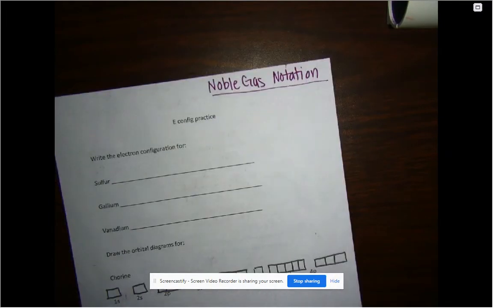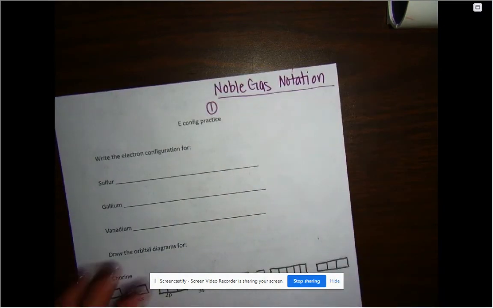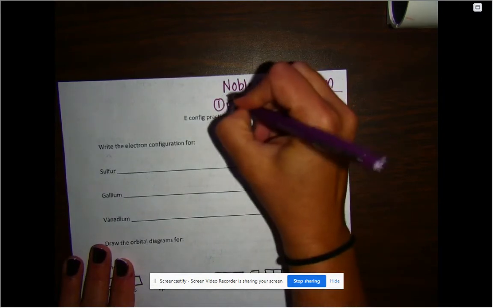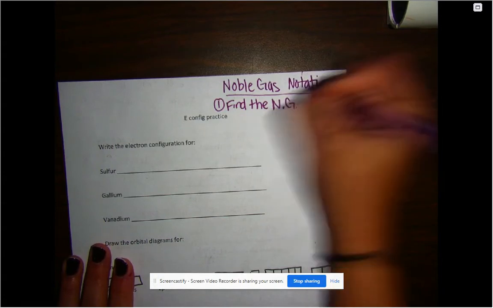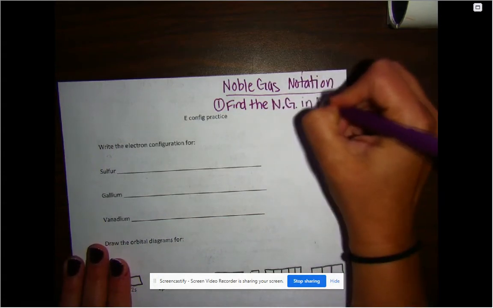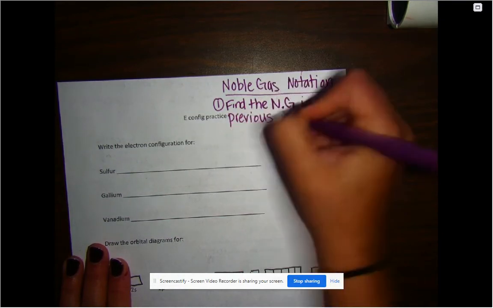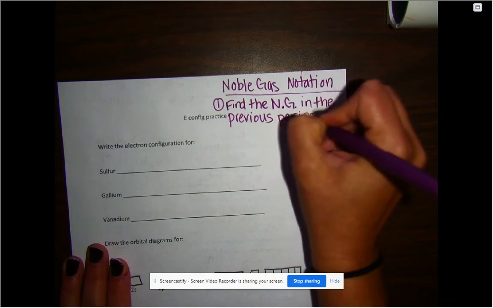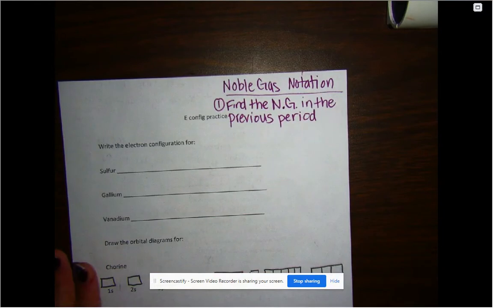Okay, so noble gas notation. Basically all that we're going to write, make sure we write the same thing as first. So what you're going to do for noble gas notation is you're going to find the noble gas in the previous period. What do I mean by previous period, by the way? What is it in normal people terms? Previous what? Row, right? We're going to look one row above, all the way to the right, noble gas, because that's the noble gas that's closest to whatever element you're going to be looking at.